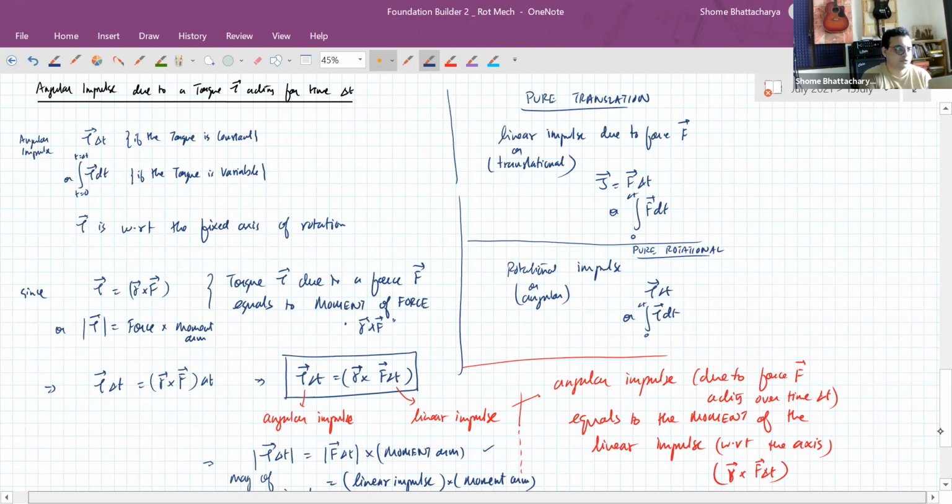Okay. So just note this down systematically and try to understand the comparison drawn between the angular version and the translation version of these concepts of impulse. Impulse is force into time, or linear impulse is force into time. Similarly, angular impulse is torque into time. Now, torque is moment of force. So that's why angular impulse becomes moment of linear momentum or linear impulse.